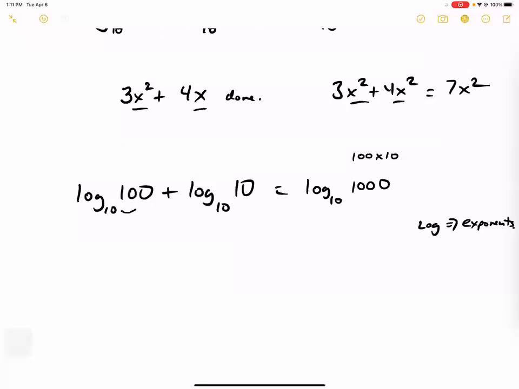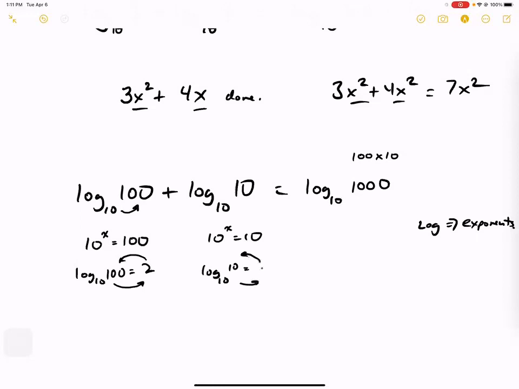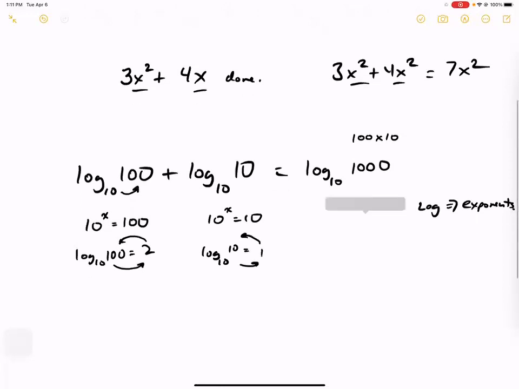So 10 to what power is 100? Let me write this a different way maybe for us to see. 10 to what power is equal to 100? 10 to what power is equal to 10? So logs solve for exponents. Log base 10 of 100 is equal to 2, because 10 to the second power is 100. Log base 10 of 10: 10 to what power is 10? 1.